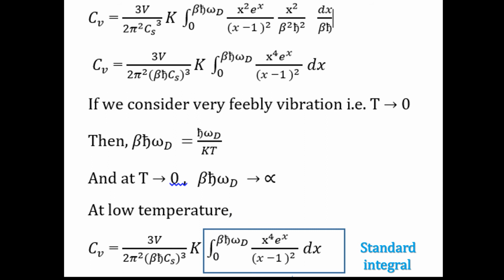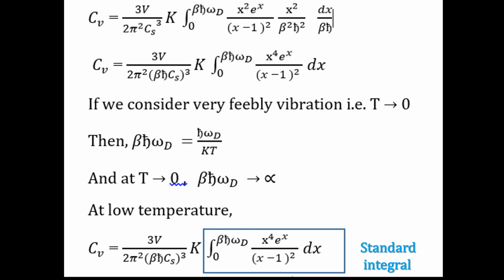Then Cv is equal to 3V by 2 pi square cs square into k, integration 0 to x, changing the integration variable, where the x value is beta h cut omega d, so 0 to beta h cut omega d into x square e to the power x by (e to the power x minus 1) whole square into x square by beta square h cut square into dx by beta h cut. This is the value into this value, and we can write Cv equal to 3V by 2 pi square (k by beta h cut cs) whole cube into k, integration 0 to beta h cut omega d of x to the power 4 e to the power x by (e to the power x minus 1) whole square into dx.